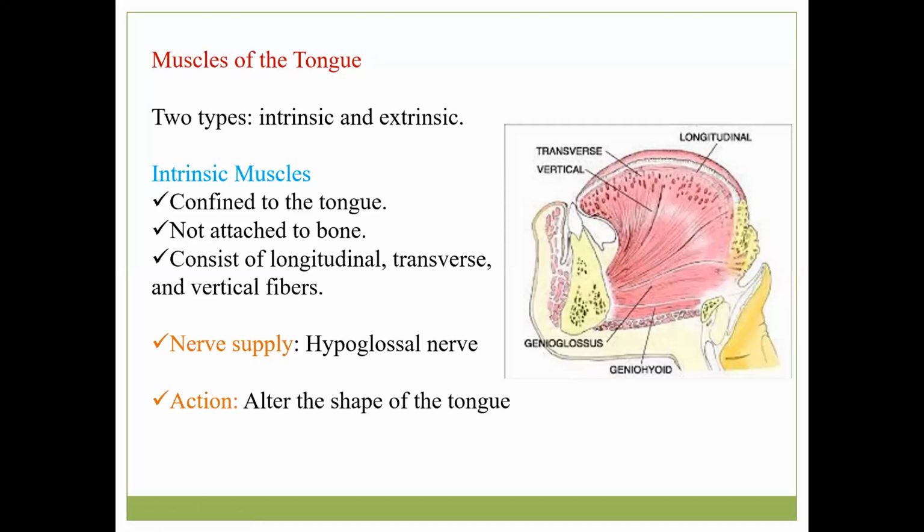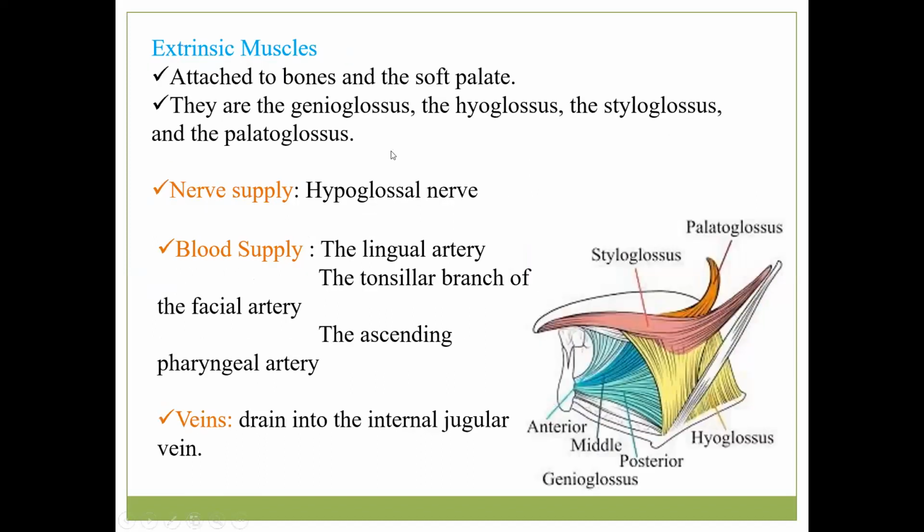Many people can alter the shape of the tongue. That action is made by these intrinsic muscles. And the extrinsic muscles are the ones which are attached to the bones and the soft palate. They are the genioglossus, hyoglossus, styloglossus, and the palatoglossus muscles.